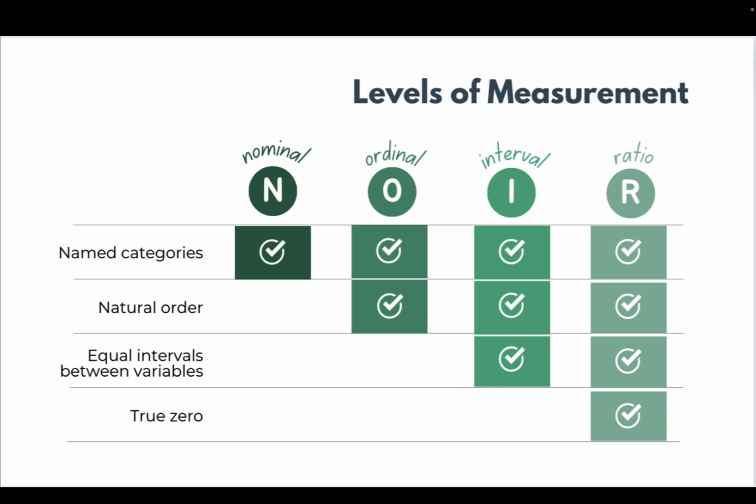Presented here is a diagram that shows the characteristics of each level of measurement, from nominal to ratio. And you can see that nominal only has those named categories, where ordinal also has a natural order. Interval builds upon ordinal, and it includes equal intervals between variables. And then lastly is ratio, which includes a true 0 point.